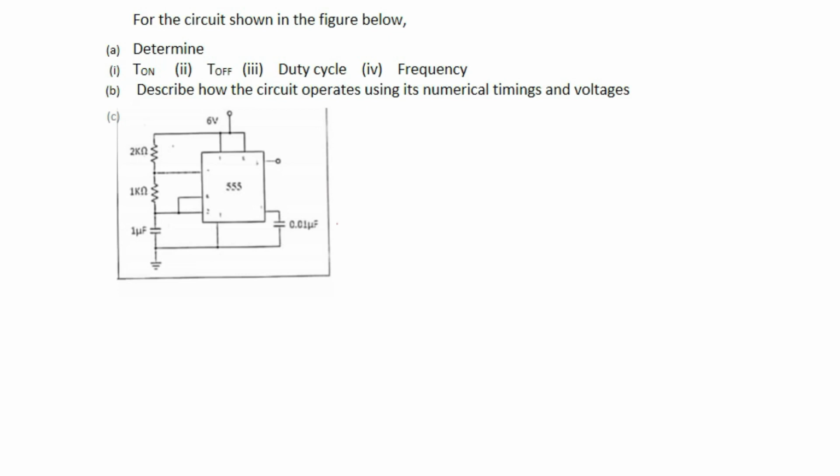Alright then, let's go ahead and bring out our data. From the figure, we can see we're given 6 volts. This 6 volts is the VCC. So the VCC is given to be 6 volts. Next, we are given R1, which is our first resistance. R1 is equal to 2 kilo ohms. Then we are given R2, which is our next one. R2 is equal to 1 kilo ohm.